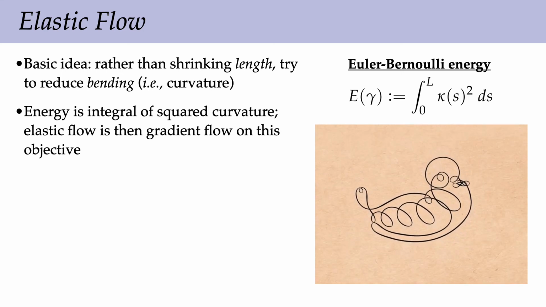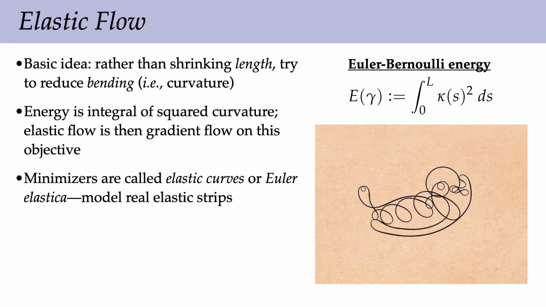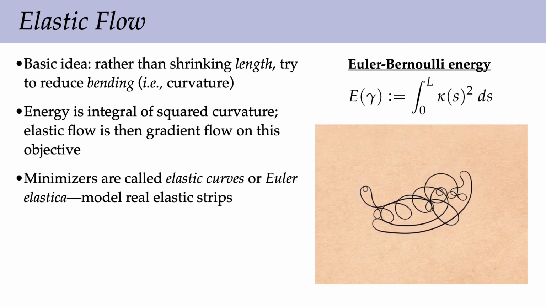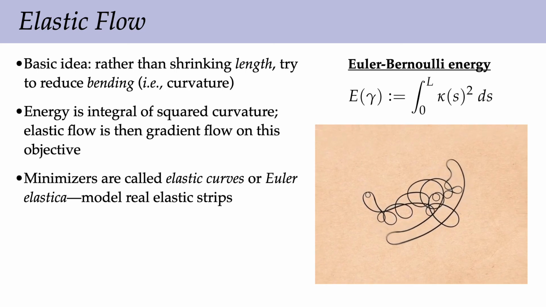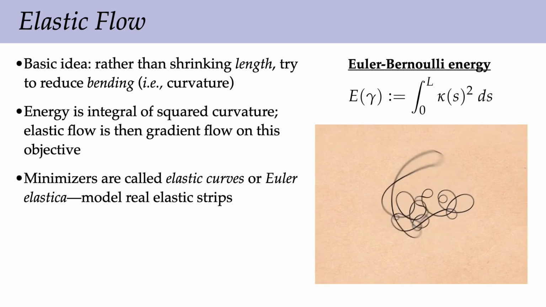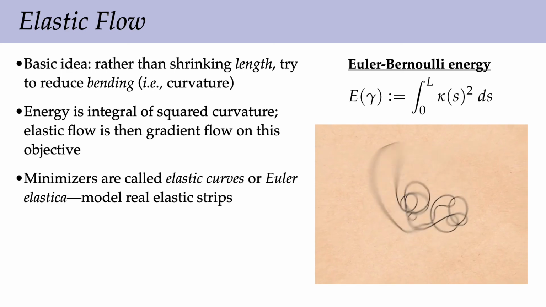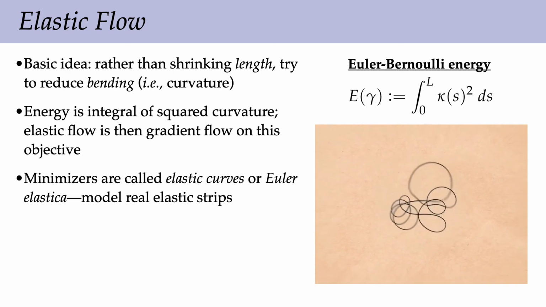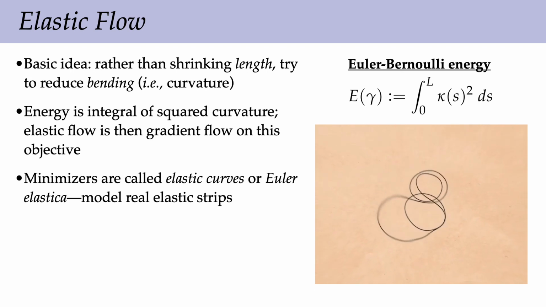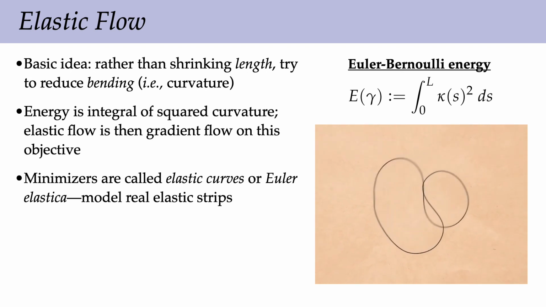Okay. In general, the minimizers of this energy are called elastic curves or Euler elastica, and they really model real elastic strips. So if you have strips of paper, or strips of wood, or whatever, this does a really good job of capturing the real physical shape of those objects.